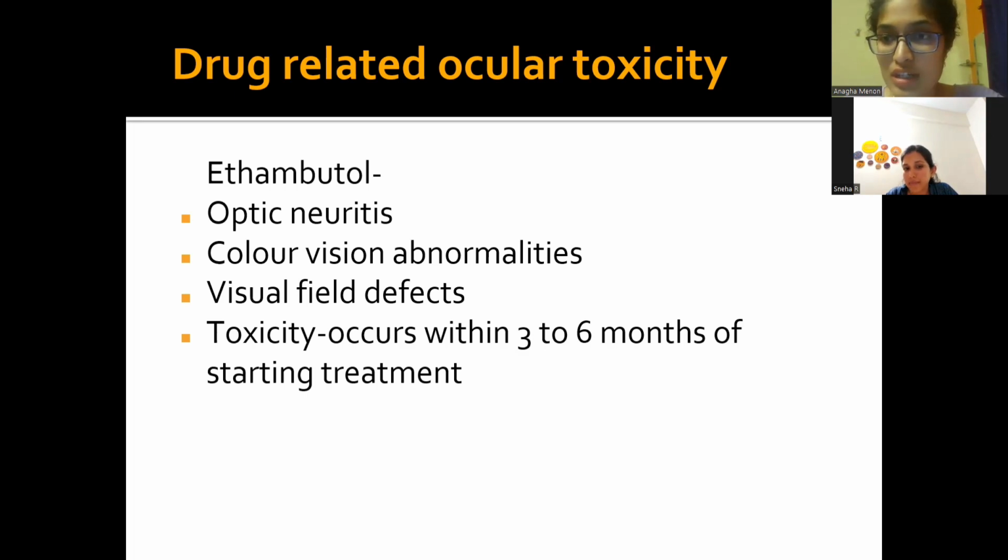Optic neuritis can develop, and as a result, color vision abnormalities. And because of that, visual field defects can also develop. Toxicity occurs within 3 to 6 months of starting the anti-TB treatment. So we should have the patient undergo regular ophthalmology OPD checkups and evaluation of color vision, fields, and all that, so that we can monitor the progression of drug toxicity.